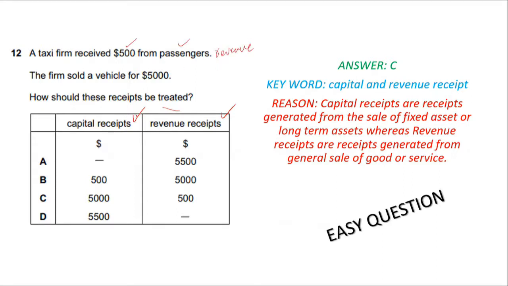Capital receipts are basically coming from long-term assets or fixed assets. In this case, the firm sold a vehicle for $5,000, which is basically a capital receipt here. So you would just look through the options. A is wrong. B, they have inversed the options. This should be here and this should be here, so this is wrong. Option C, yeah, that's correct. Option D is incorrect as well. So option C is your answer. Very easy question. It shouldn't take more than 1 minute, I would say.